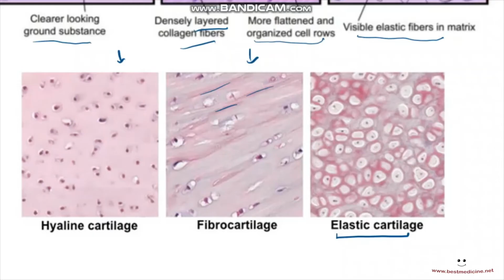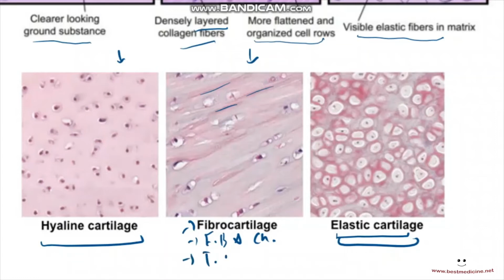Now, fibrocartilage contains two different kinds of cells, right? While elastic cartilage and hyaline cartilage only contain one type of cell. So what cells does fibrocartilage contain? Well, fibroblasts and chondrocytes. Another thing is that fibrocartilage contains two different kinds of collagen, type 1 and type 2, right? While elastic cartilage and hyaline cartilage only contain type 2 collagen. And that's pretty much it for this chapter.